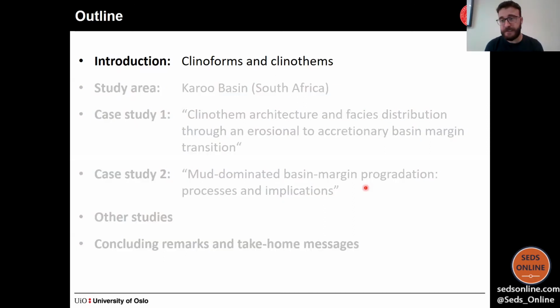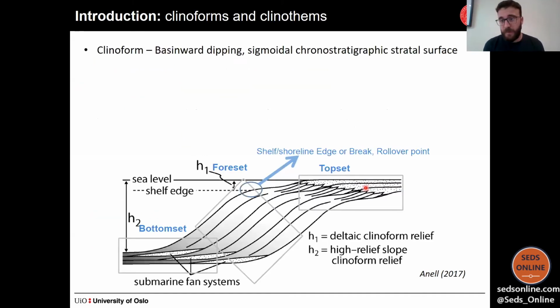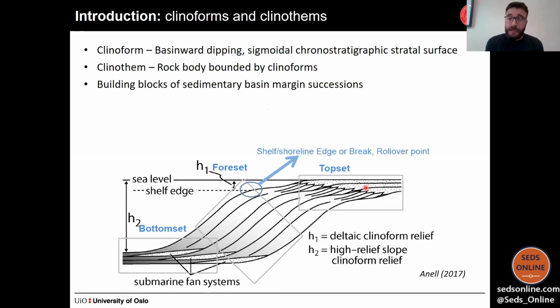So first things first, clinoforms and clinothems. What we call clinoforms are basinward dipping and often sigmoidal shaped chronostratigraphic surfaces. So basically they are timelines. Whereas clinothems are the rock bodies that are contained between two of these clinoform surfaces. They are important because they are the fundamental building blocks of sedimentary basin margin successions.